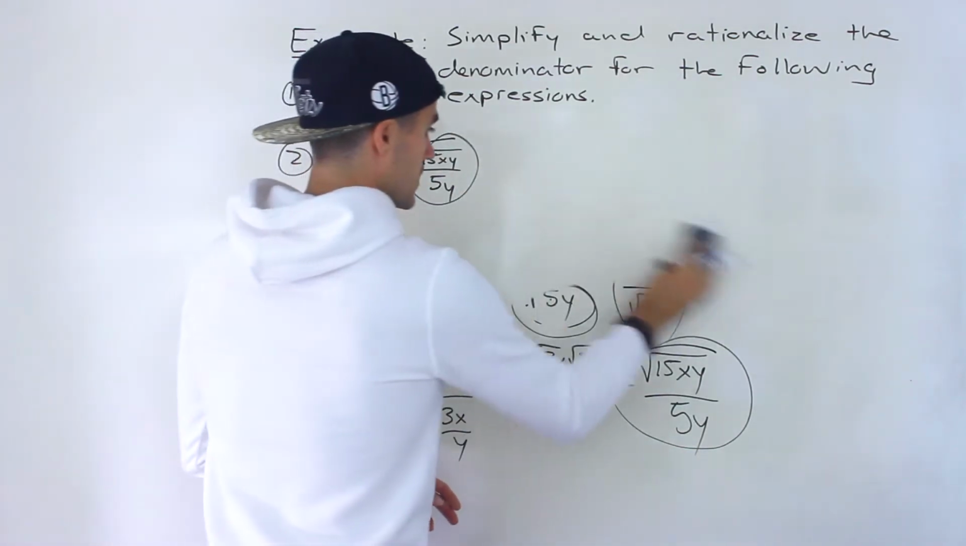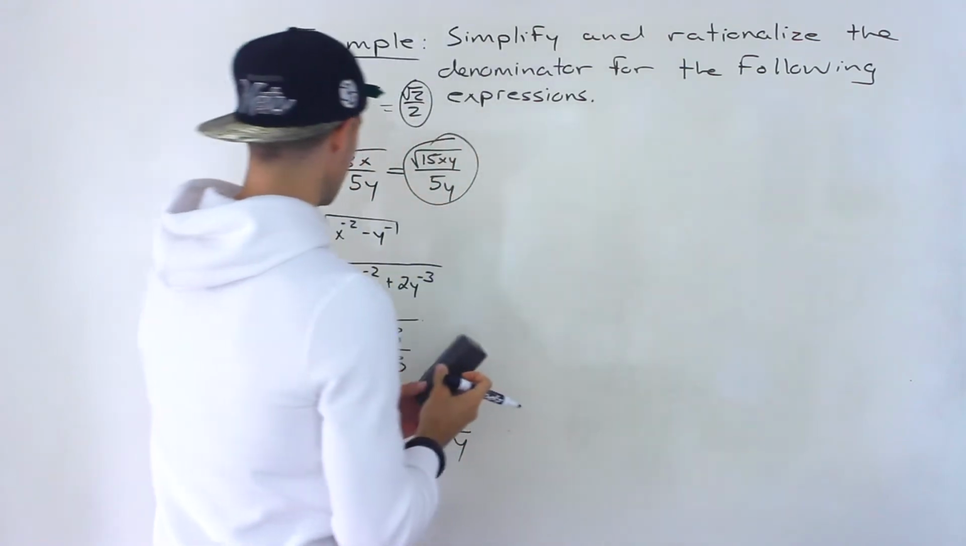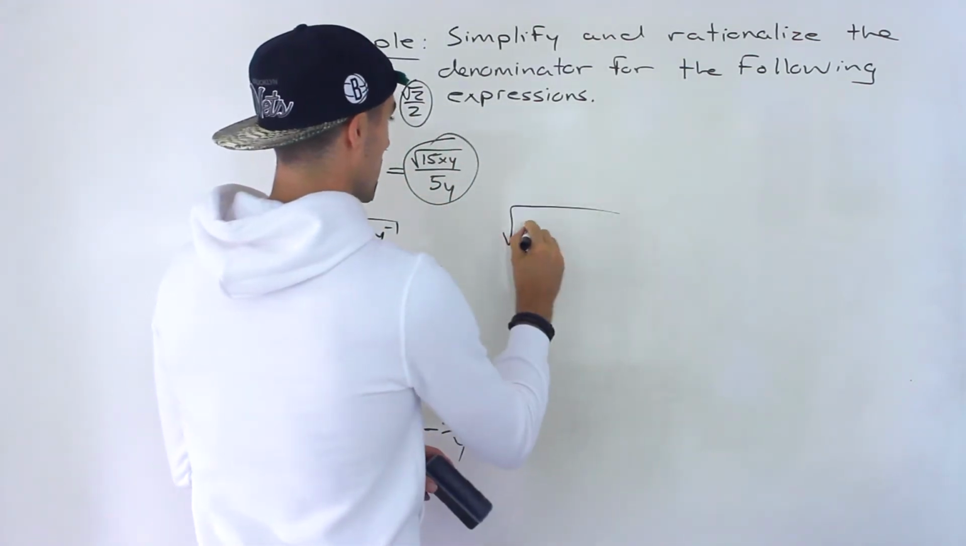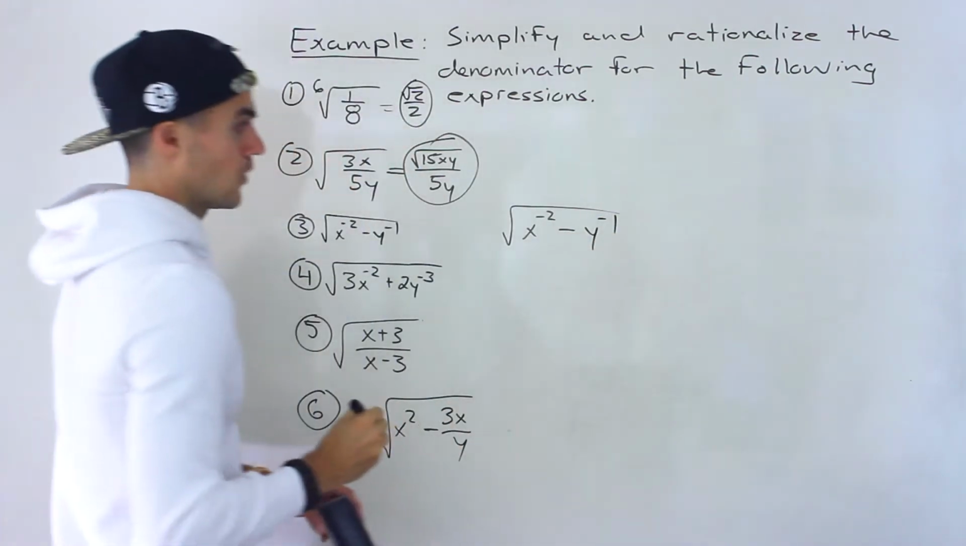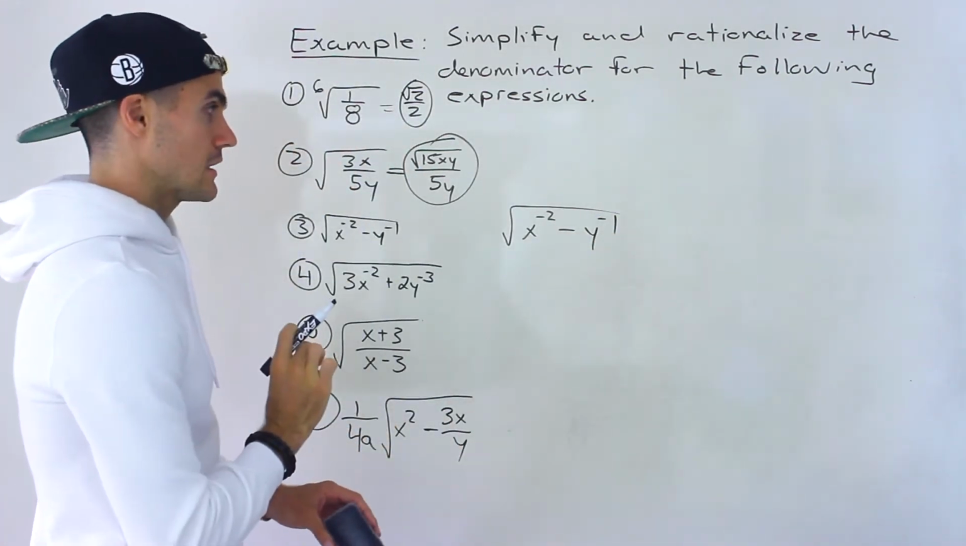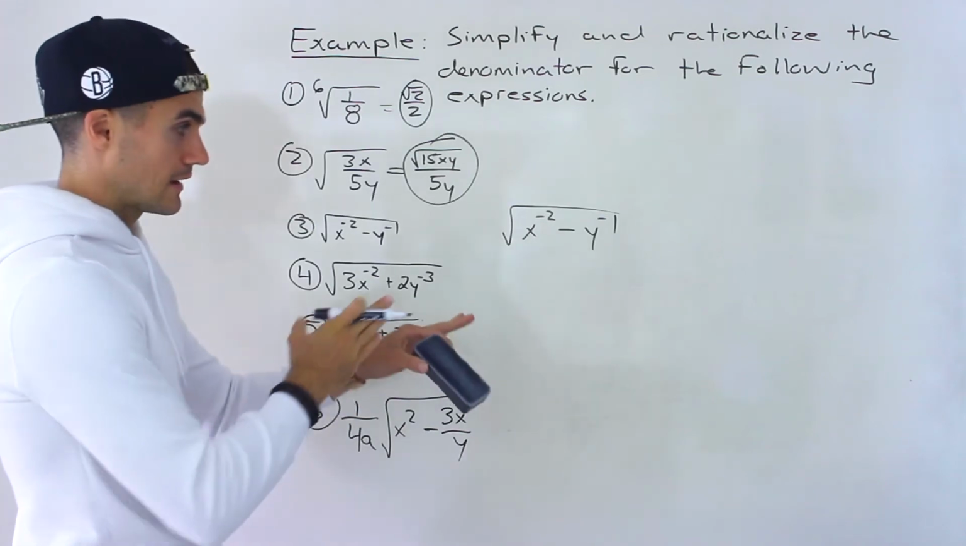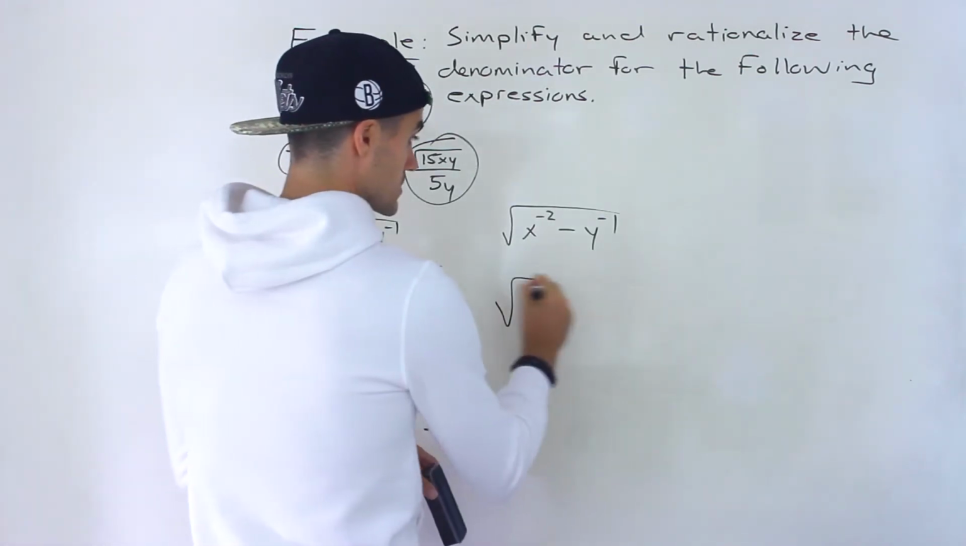Moving on to number 3. This one's a little unique. We've got the square root of x to the negative 2 minus y to the negative 1. Now when I get something like this with negative exponents, I like to change them to positive exponents.